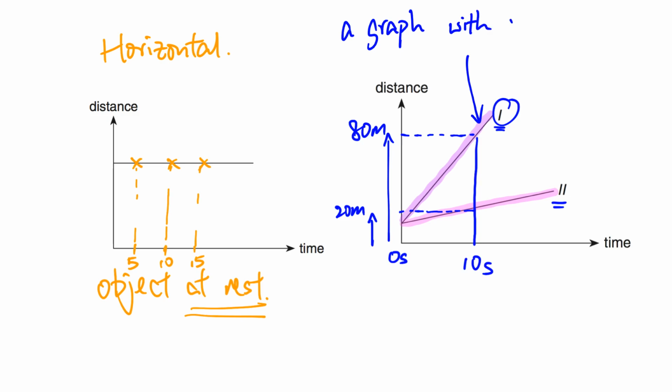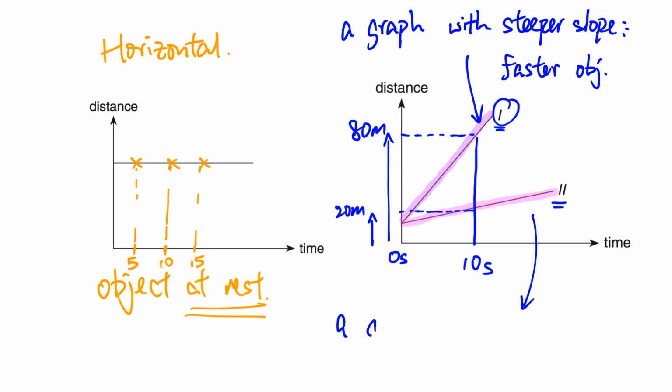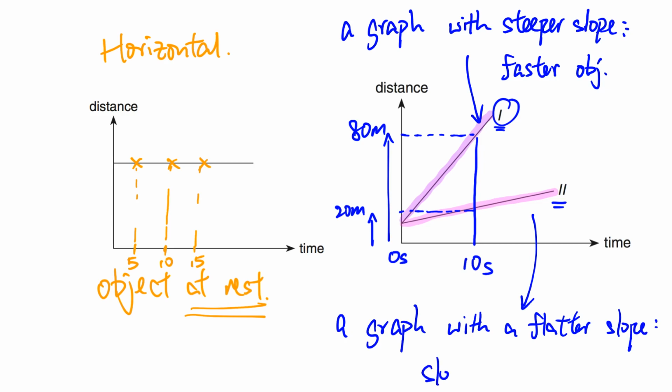So we will see that a graph with a steeper slope means the object will be moving faster. It represents a faster object. While a graph with a flatter slope will represent a slower object. This is a very important concept. Horizontal means the object is at rest. A steeper slope means it moves faster. A flatter slope means it moves slower.